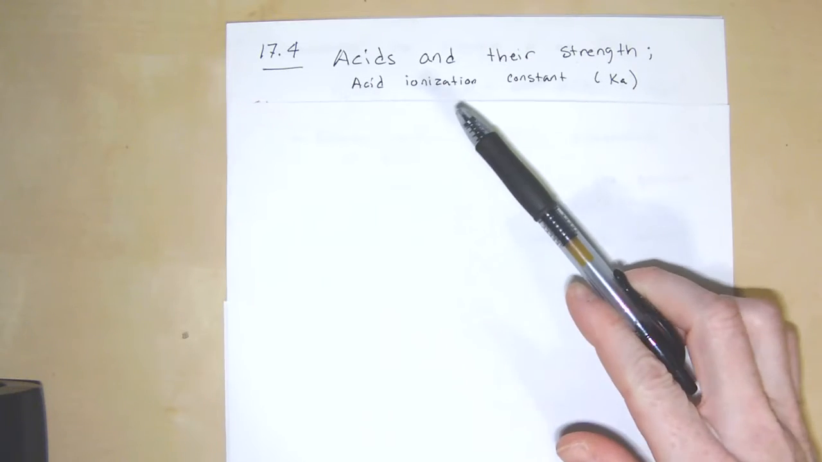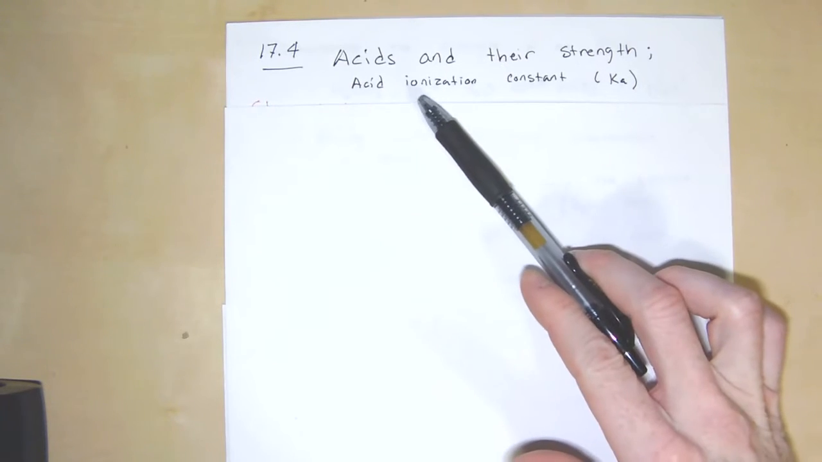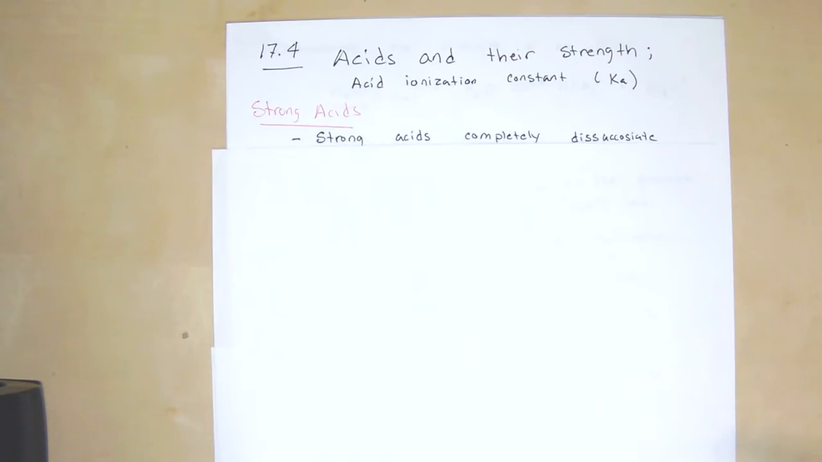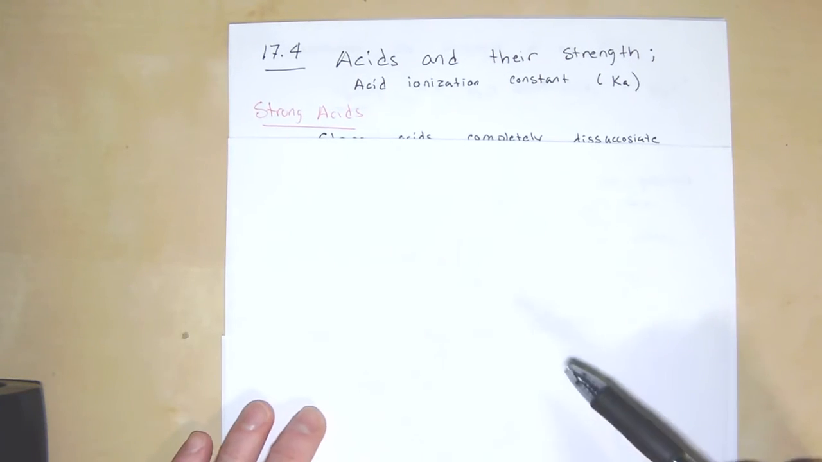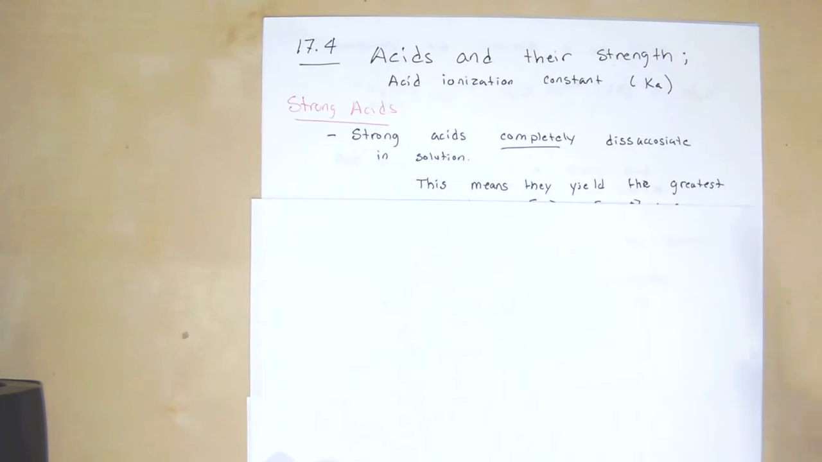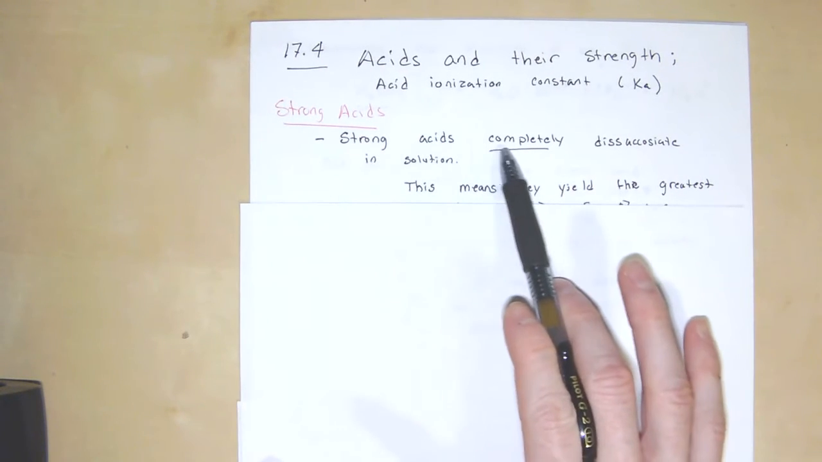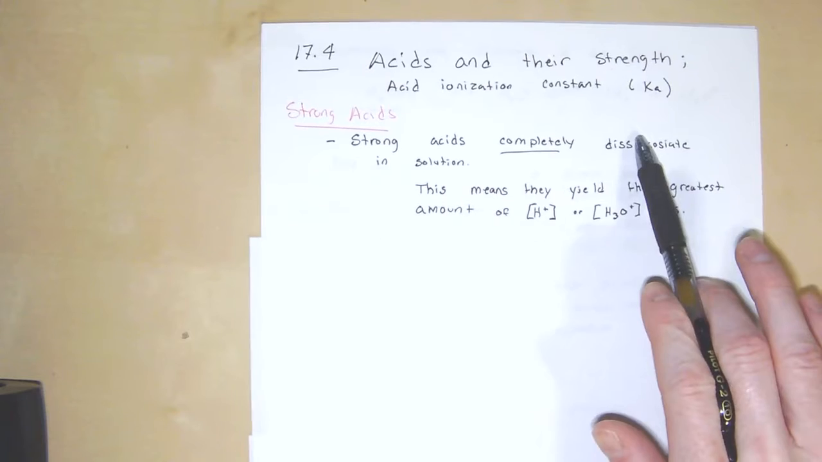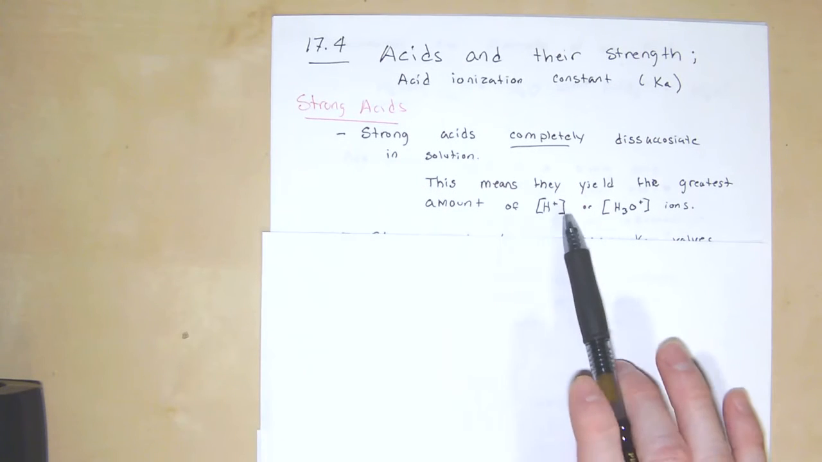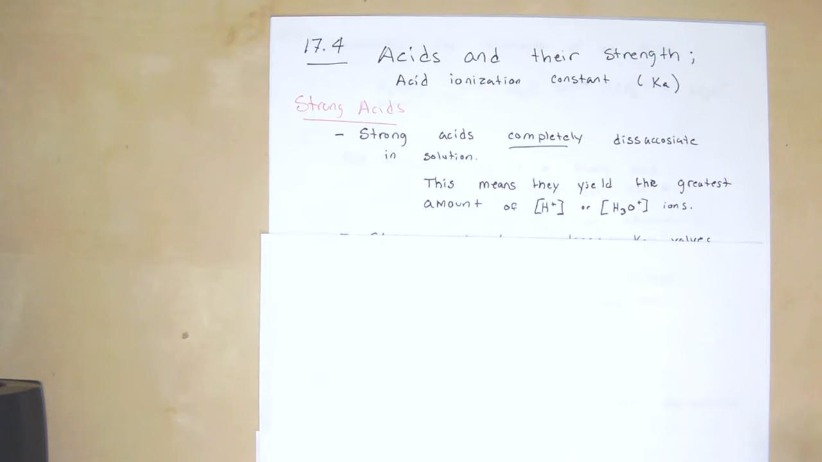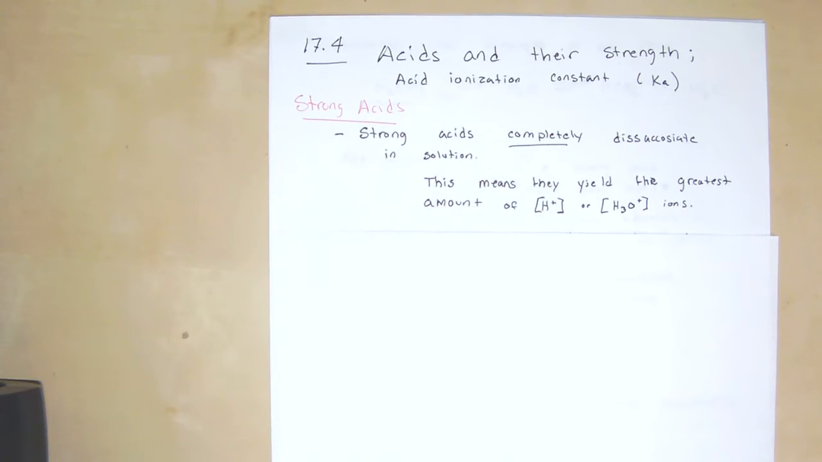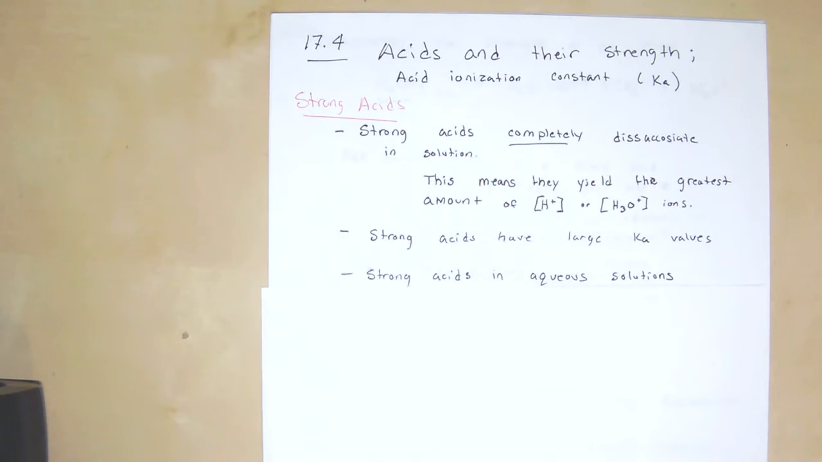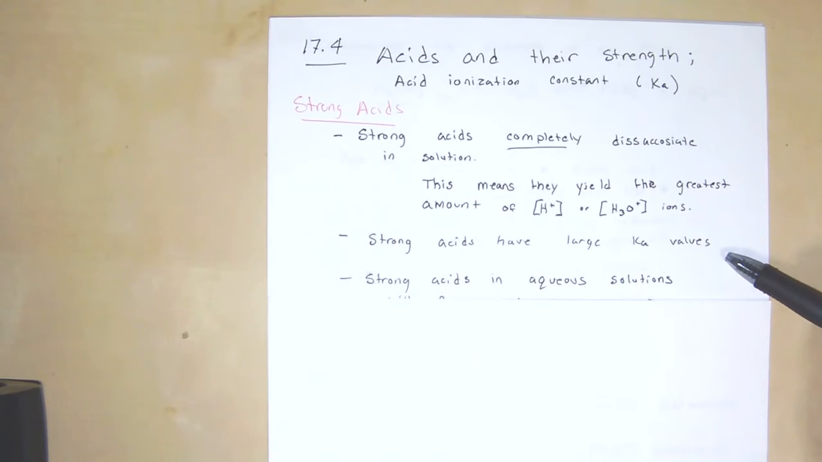Continuing on, 17.4, acids and their strengths and the acid ionization constant Ka. To start off with, we'll go over some strong acids. Strong acids, according to Bronsted-Lowry, completely dissociate in solution. This means they're going to yield the greatest amount of hydronium ions when interacting with an aqueous solution. So they're going to donate 100% of their hydronium ions to the conjugate base. They generally have large Ka values.